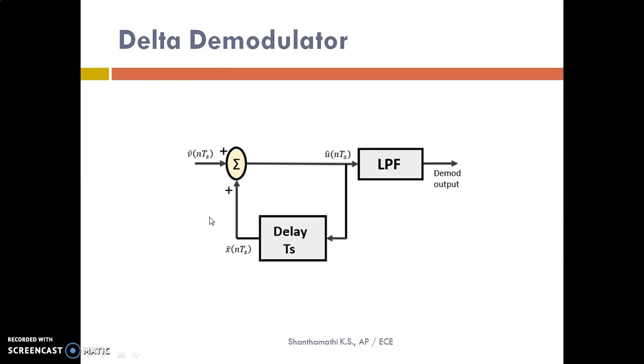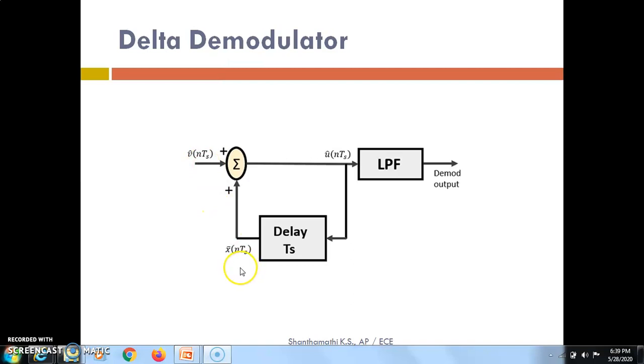So if the input is binary 1, then it adds plus delta step to the previous output, which is delayed. If the input is binary 0, then one step delta is subtracted from the delayed signal. Also, this low pass filter smoothens the staircase signal to reconstruct the original message signal x of t. So here v hat of nTs is the input sample, x bar of nTs is the delayed output and u hat of nTs is the summer output.